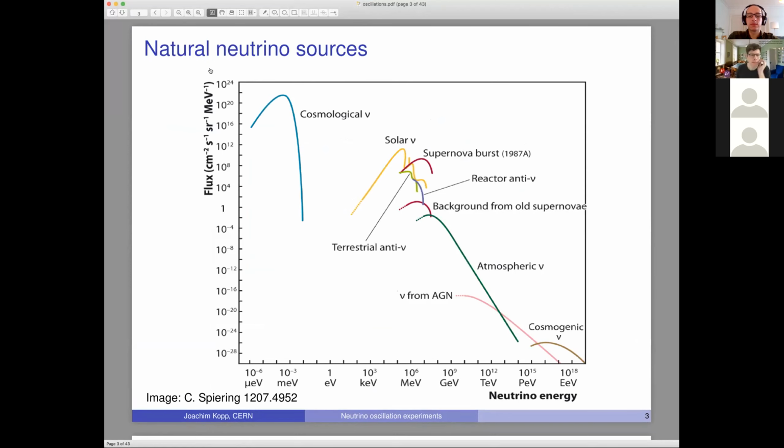This is a plot that shows where we can get neutrinos from, so where we can take them from to do experiments with them. It's a highly logarithmic plot, both on the horizontal axis that shows the neutrino energy and on the vertical axis, which shows the neutrino flux. It starts out down here at microelectron volt to millielectron volt, with the cosmological neutrino background. That flux is huge, but it's so low in energy that it hasn't been observed yet. And then at higher energies, we go through solar neutrinos, supernova neutrinos, geoneutrinos, reactor neutrinos, atmospheric neutrinos, and then finally high energy astrophysical neutrinos. And somewhere in between here, we would have neutrinos from accelerator experiments.